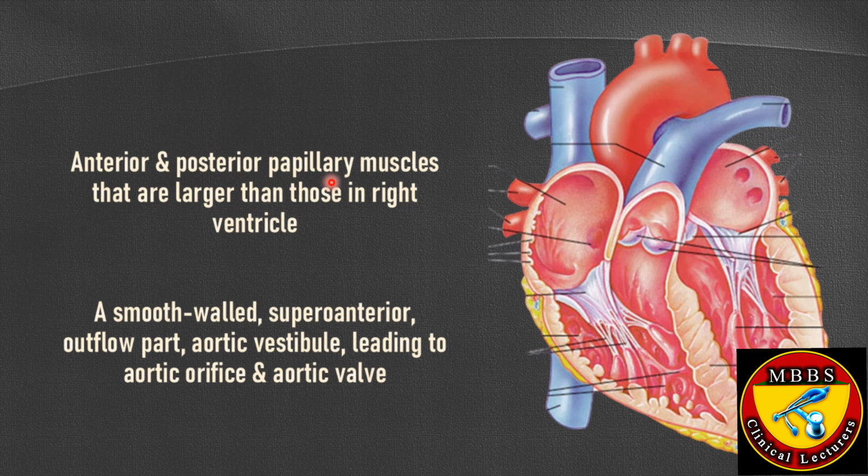Now anterior and posterior papillary muscles that are larger than those of the right ventricle. Right ventricle has anterior, posterior and medial papillary muscles, because this valve is tricuspid. That is why there are 3 muscles: medial, anterior and posterior. Here are the anterolateral and posteromedial, right? So there are 2 muscles, but they are thicker and larger as compared to the right side.